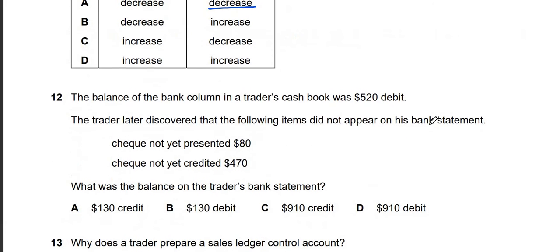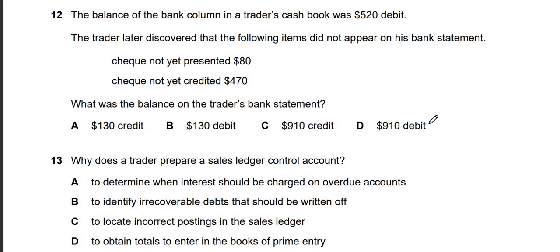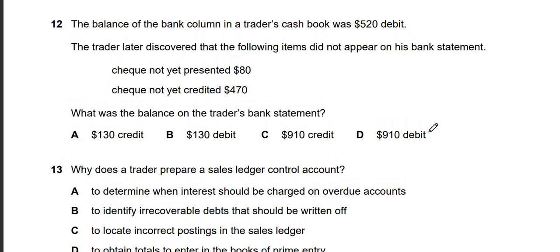Okay. Question number 12, it says the balance of the bank column in the trader's cash book was 520 debit. The trader later discovered that the following items did not appear on his bank statement, which are checks not yet presented 80, checks not yet credited. What was the balance on the trader's bank statement? So look, balance as per bank statement is the cash book balance.